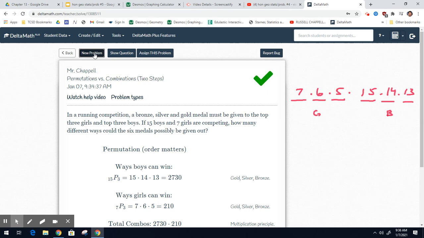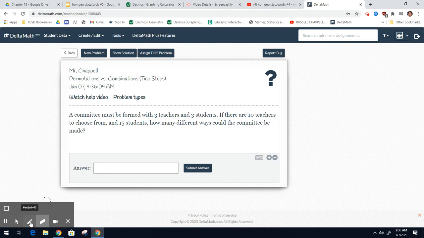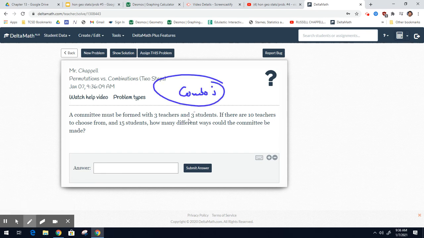Okay, last problem here we'll do. It says a committee must be formed with 3 teachers and 3 students. There are 10 teachers to choose from, 15 students. How many different ways can the committee be made? It doesn't say there's, like, a president and a vice president, which is where order would matter. So this is a combinations question. The order doesn't matter. You just need the committee to be formed.